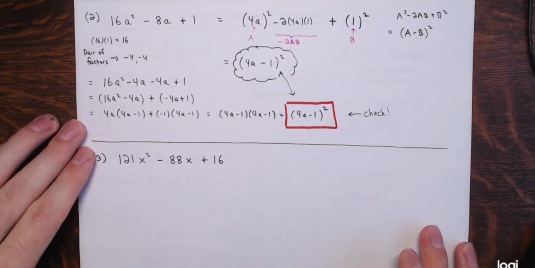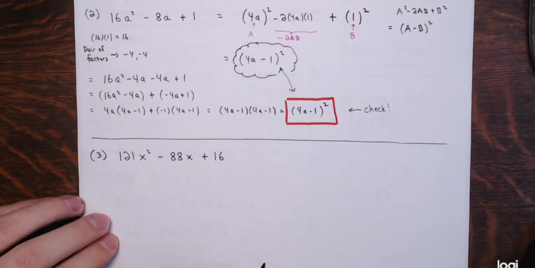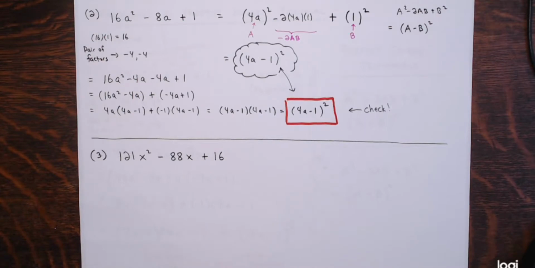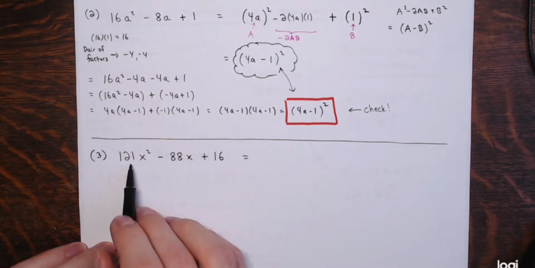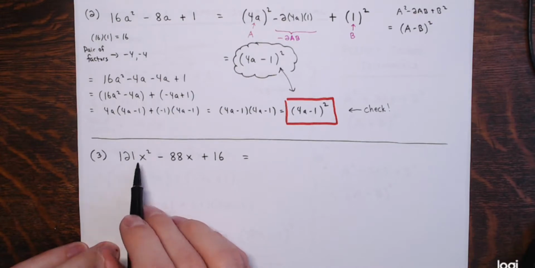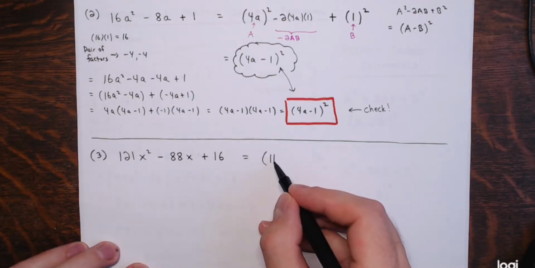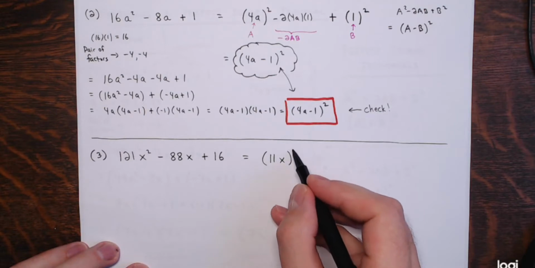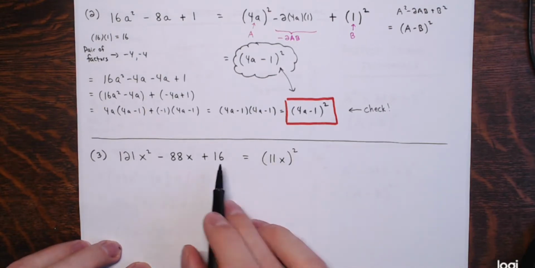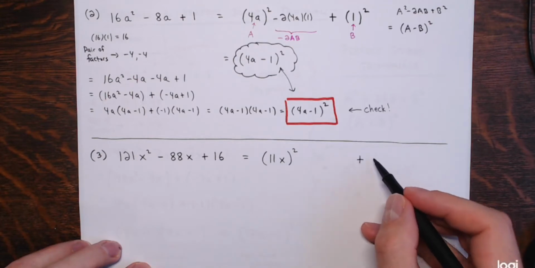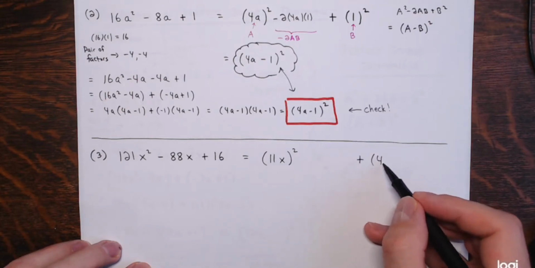Alright, so this time I'm going to look at this. I got a trinomial, right? It's 3 terms, trinomial. And I'm noticing that the first term, 121x squared, is a perfect square. That's 11x times 11x. Right? That's 11x squared. The last term is a perfect square, plus 4 squared.